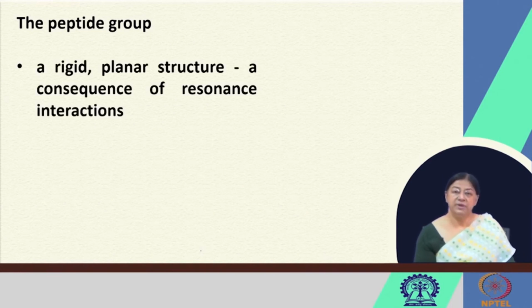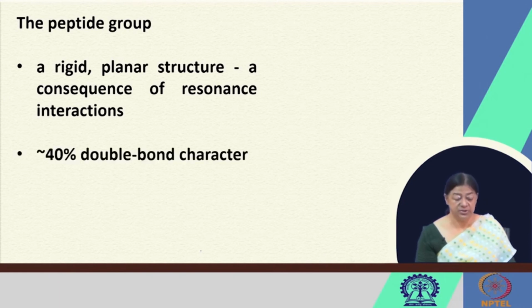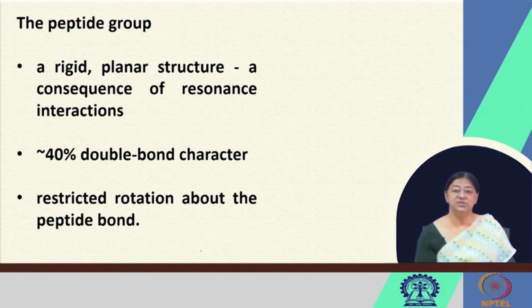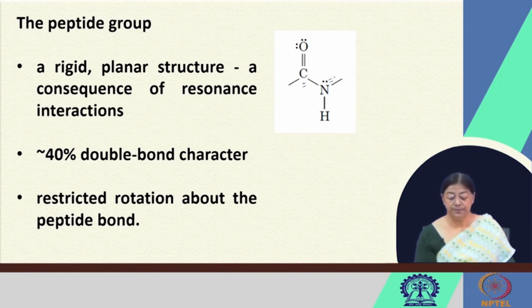So, the peptide group is what we need to study in terms of its chemistry. It is a rigid planar structure, which is a consequence of resonance interactions. It has 40% double bond character. Now, how does that happen? It has restricted rotation about the peptide bond. So, this is what our peptide linkage was. How did we get this? We lost the OH from the COOH, we lost one of the hydrogens from the NH2, and this resulted in the formation of a peptide bond.